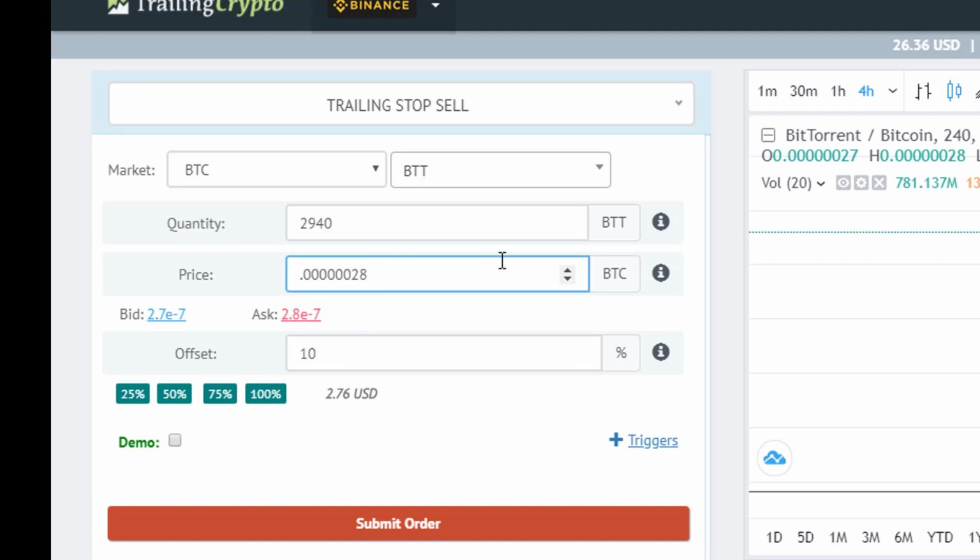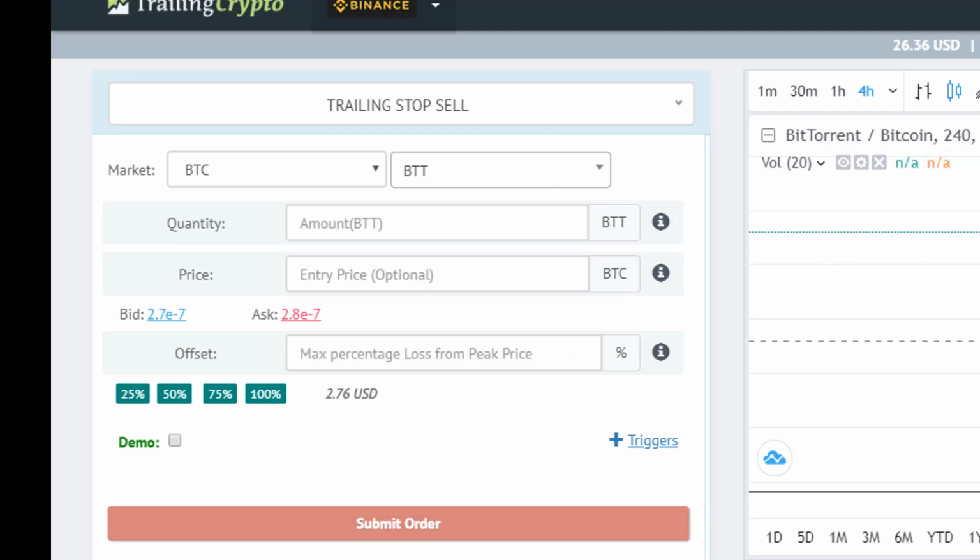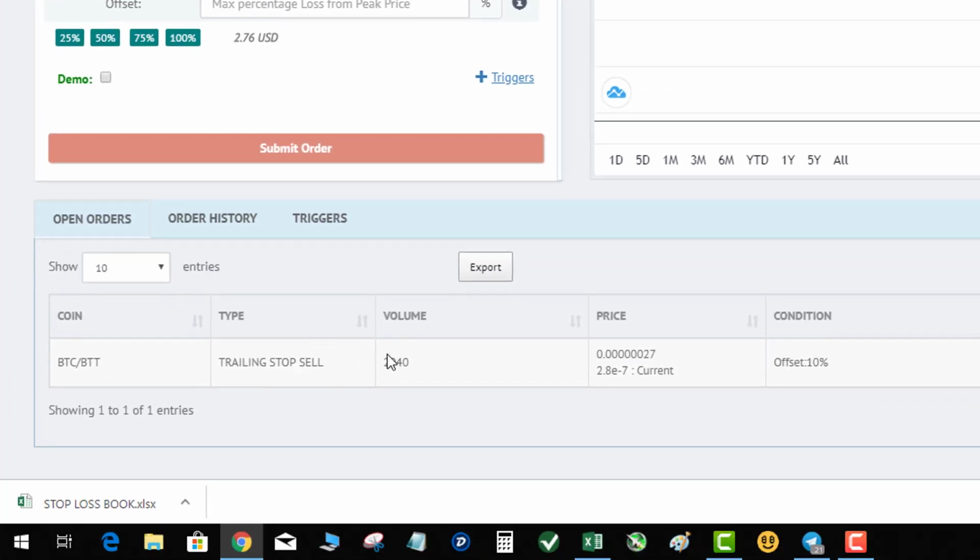Let's see. Oh, it's because it doesn't like that. So do 27. Okay. All right. Boom. Trailing stop sell 2940 BTT. The current price, I had to go one sat below 27, offset 10%. And you're like, whoa, dude, this is really confusing. How do you know what percent to use?